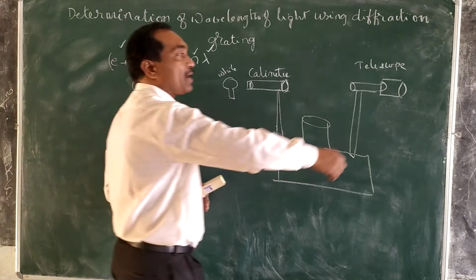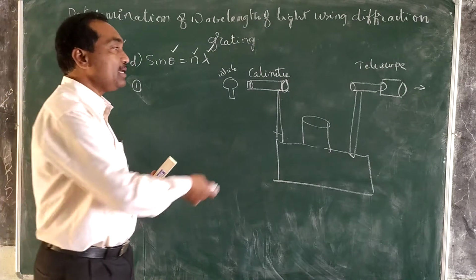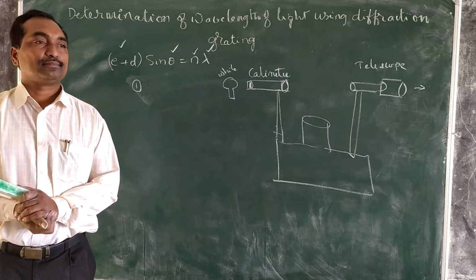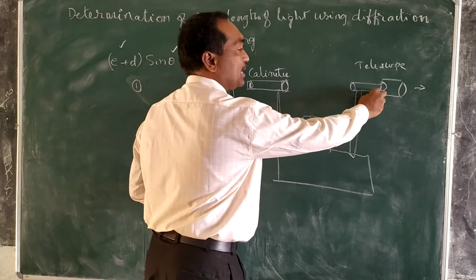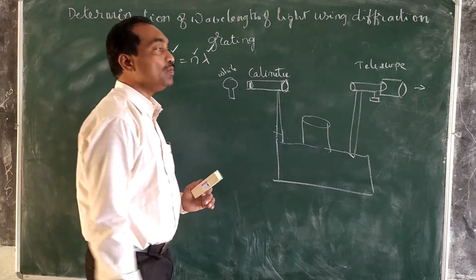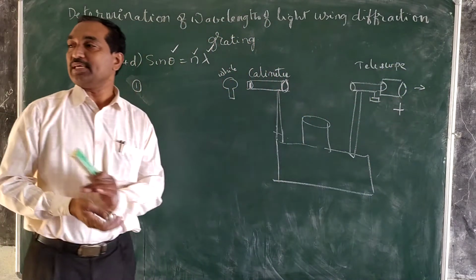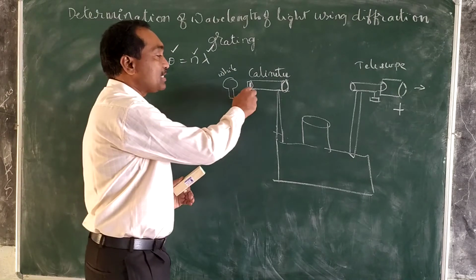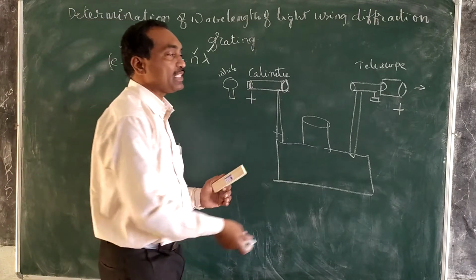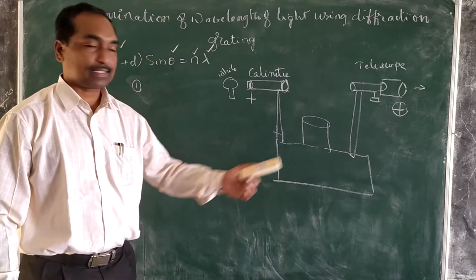By using this telescope, initially the slit must be made very narrow. And by adjusting here, there is a rack and pinion screw. By using this rack and pinion screw, we want to focus the crosswire in the telescope eyepiece on the slit. Of course, these crosswires will be used to measure the readings.